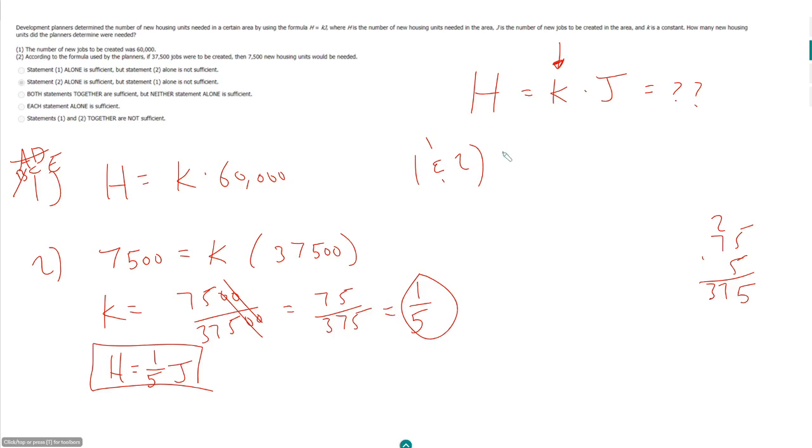But combined with statement 1, I know H should be equal to 1/5, my constant, times 60,000, which means 12,000 housing units would be needed. So C.